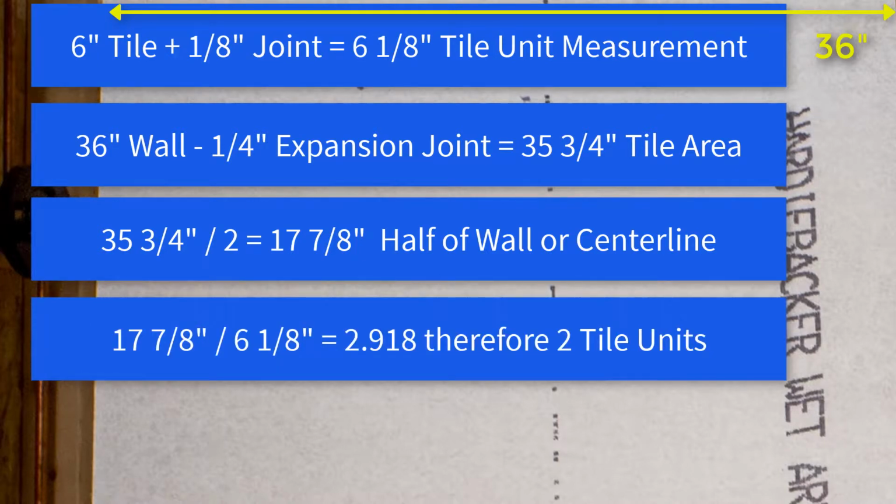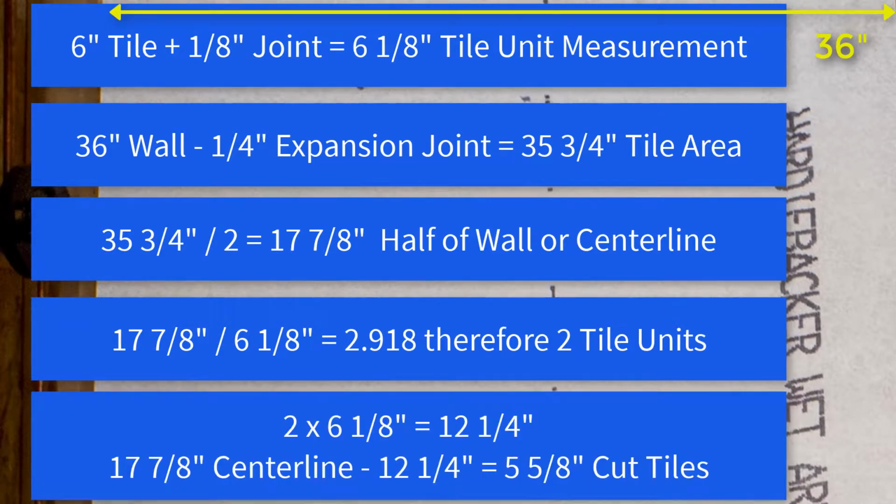Divide 17 7/8 by 6 1/8 inch, the tile unit, to figure the amount of full tile units, which is 2. 2 multiplied by 6 1/8 inch equals 12 1/4 inches, which is then subtracted from the 1/2 wall size of 17 7/8 inch. The difference is 5 5/8 of an inch. 5 5/8 inches is the cut size, which meets the ANSI required specification of no cuts smaller than a half size.